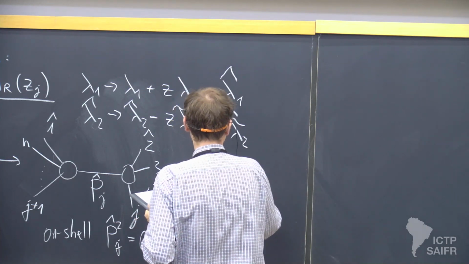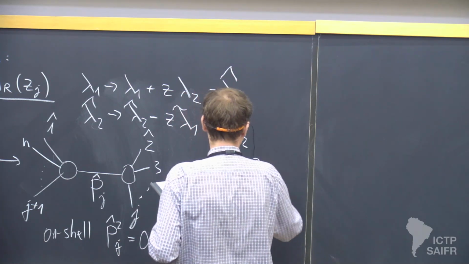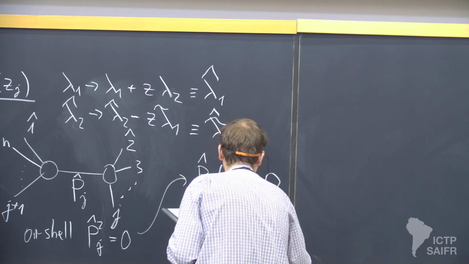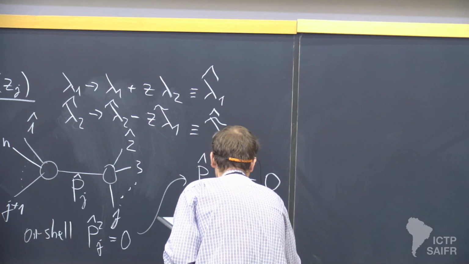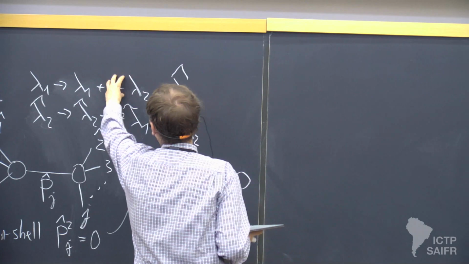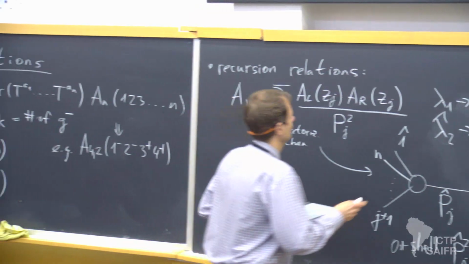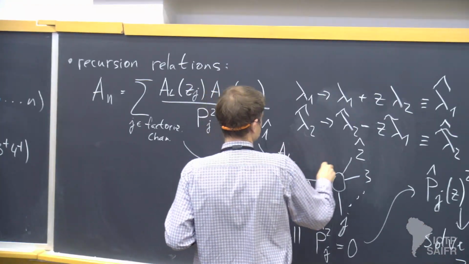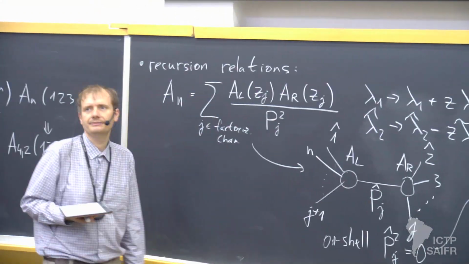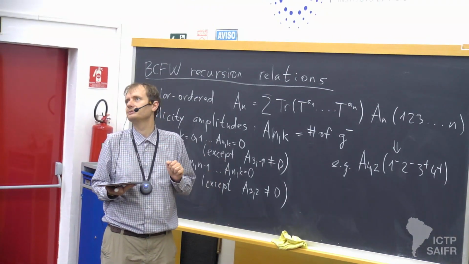So pj hat squared, which depends on z, equals 0. That's the equation, and we solve for zj. We plug this zj into the shifted kinematics, and this is what we get from the formula. We can call this the A left, and this the A right amplitude, which depends on all these legs and on the on-shell P. This is where we ended last time. Any questions about this before we proceed?